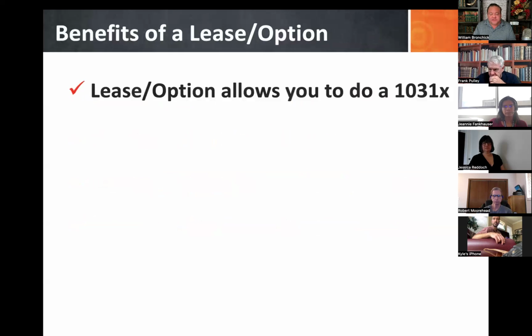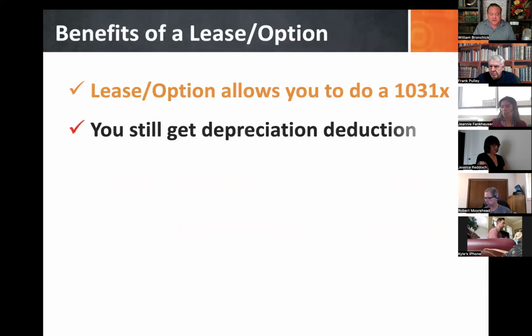Some of the benefits of a lease option allows you to do a 1031 exchange when the buyer buys. So if you own a rental property and you give someone a lease with option, it's not a sale yet. So when they exercise that option, you can do a 1031 exchange and then exchange those proceeds into another property because, again, it's not sold until the option is exercised. You can't do that on a land contract because you already sold it.